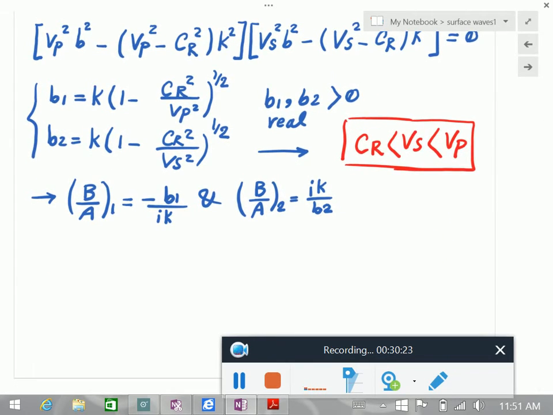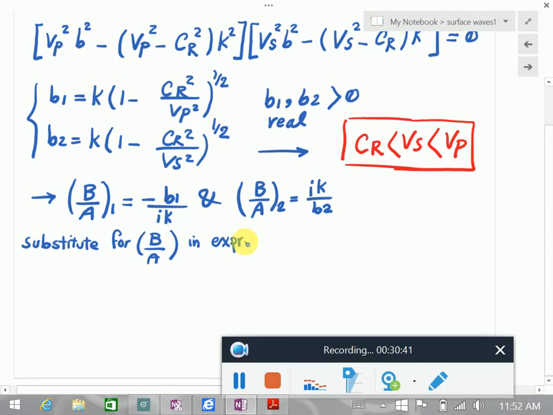Now, if we use this b over a, let me write it. So substitute for b over a in expressions for u1 and u2.